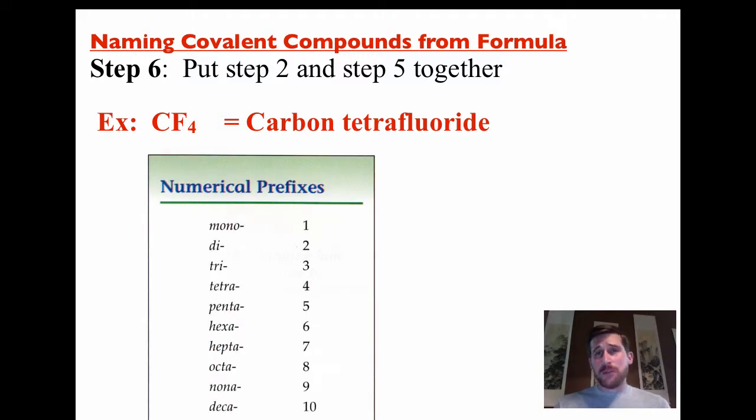You need to know these prefixes. So these are the prefixes to represent how many you have of any element. So mono is 1, di, 2, tri. You've probably heard many of these before. You got to know them cold, okay? So make sure to maybe take some notes on that. Flashcards, do something to know these prefixes, okay?